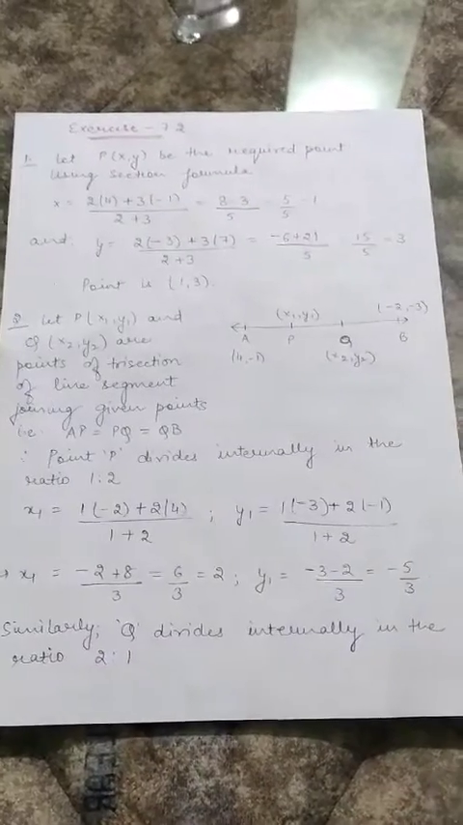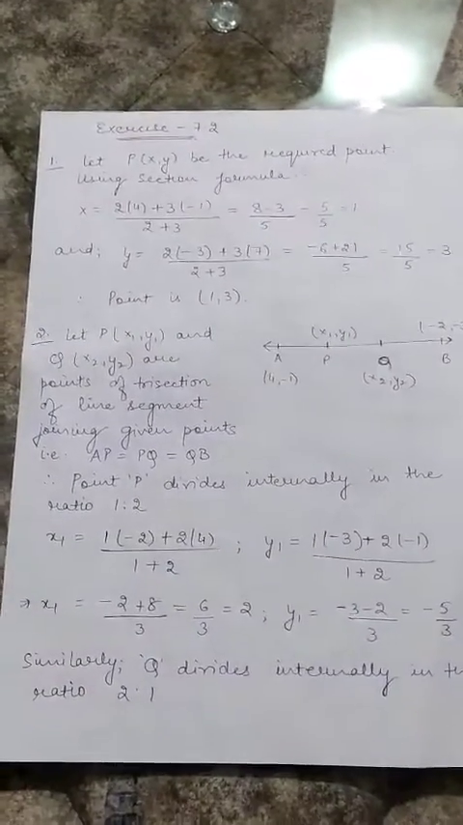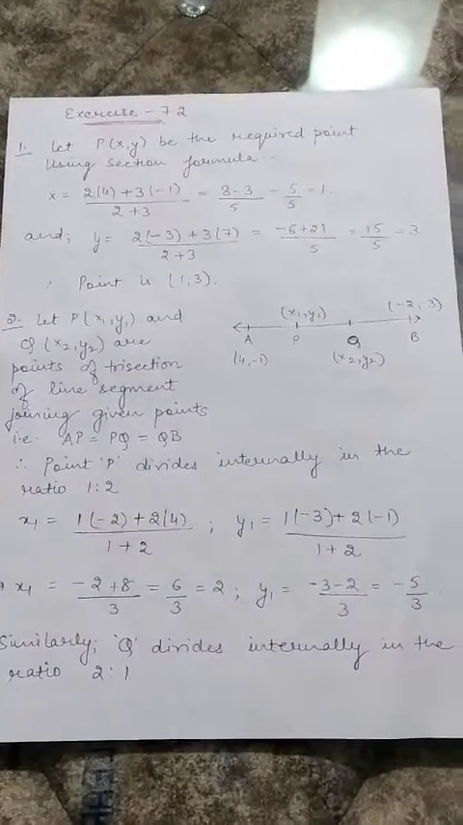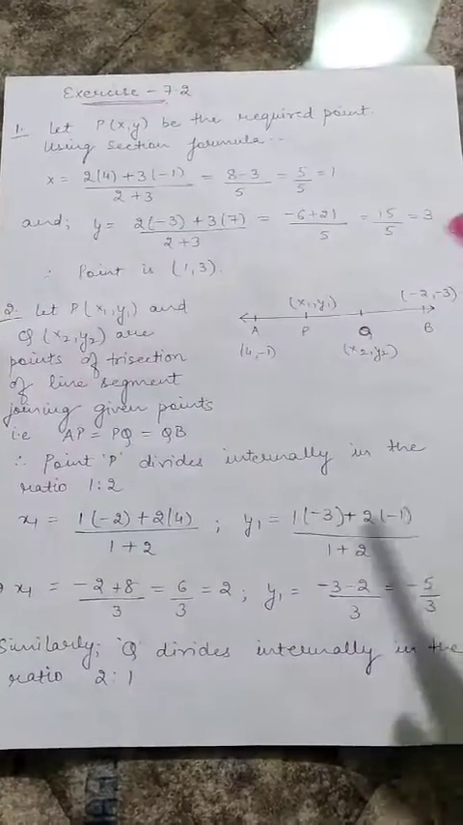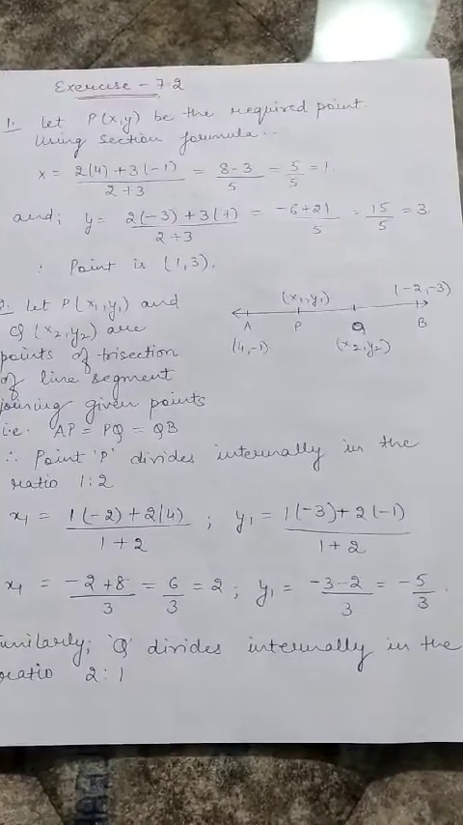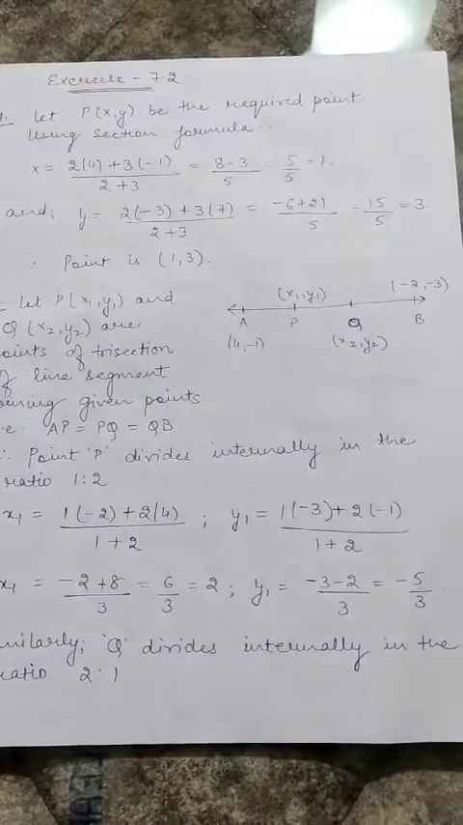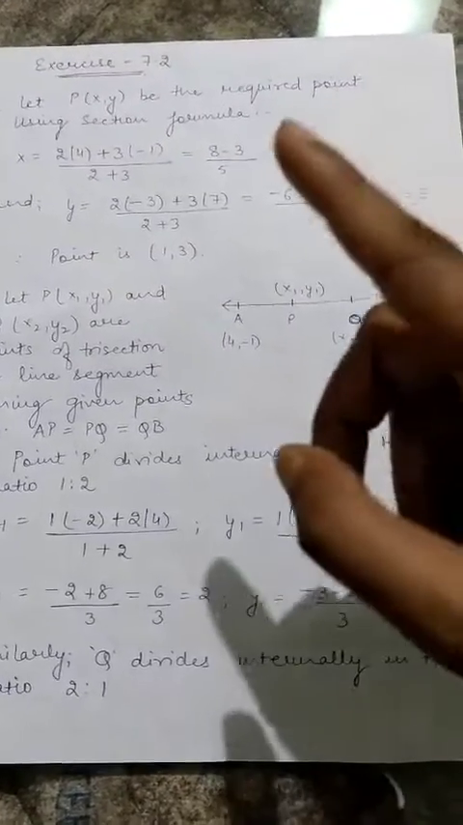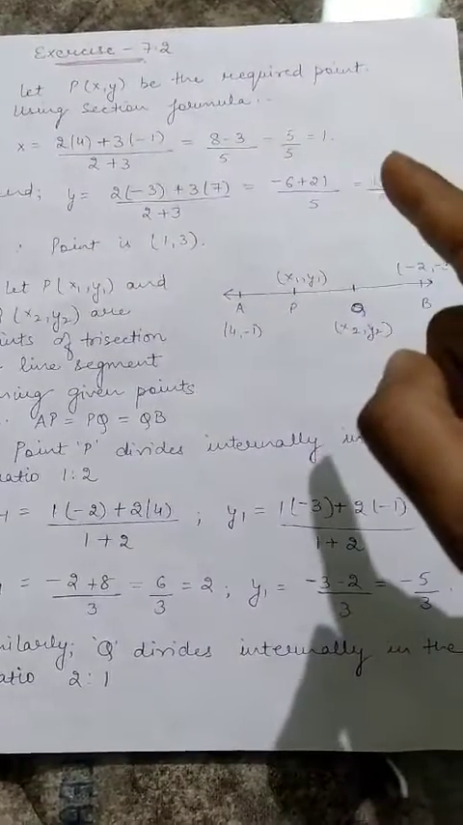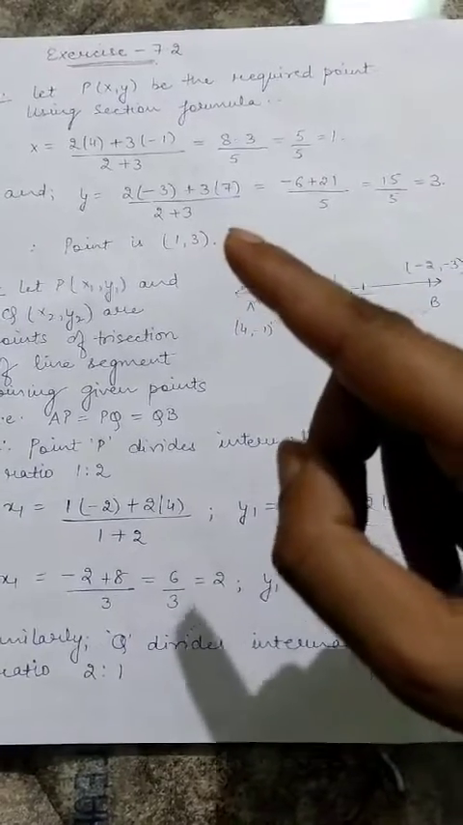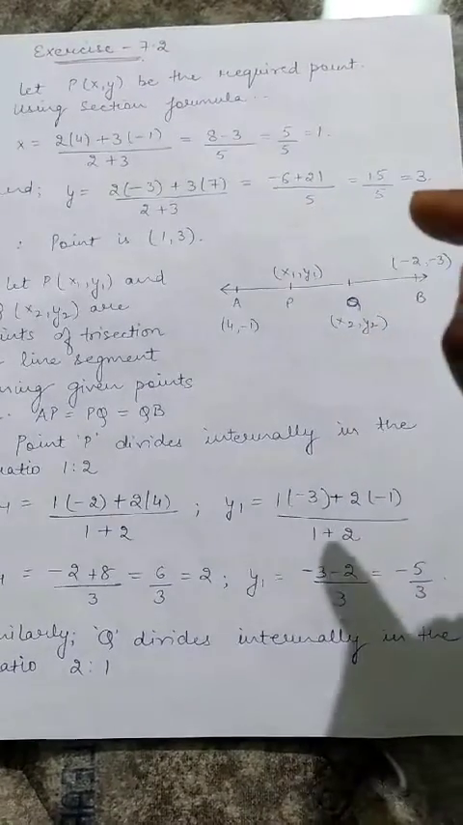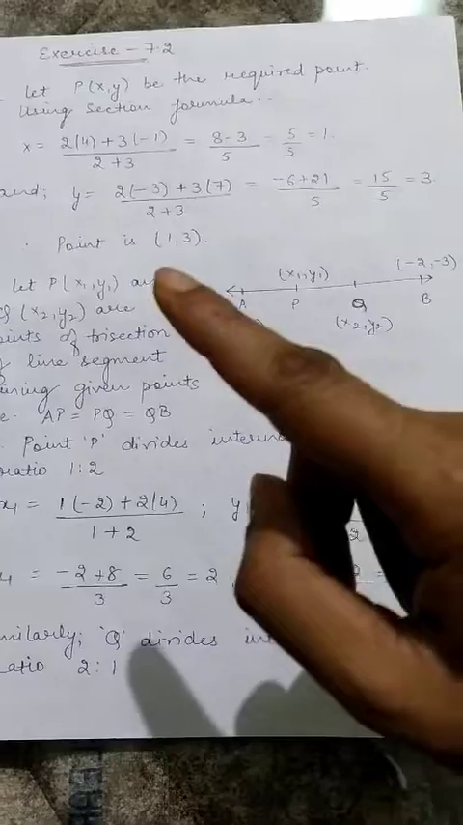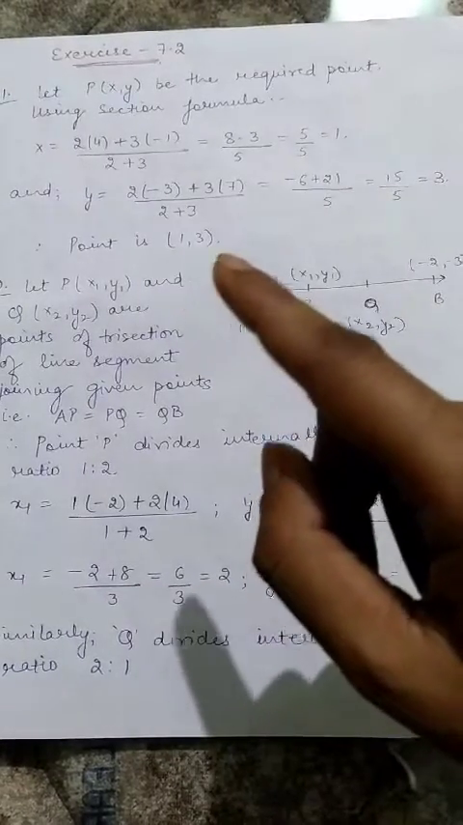Hello students, let's start with the second exercise, that is 7.2 exercise. So the first sum is: let P(x, y) be the required point. Now using the section formula we get x equal to (2 times 4 plus 3 times minus 1) upon (2 plus 3), where 2 and 3 are the ratios, so it gives (8 minus 3) upon 5, which equals 5 upon 5, that is equal to 1, and y equals (2 times minus 3 plus 3 times 7) upon (2 plus 3), that is equal to (6 plus 21) upon 5, so it is equal to 3. So the required point is (x, y), that is (1, 3).